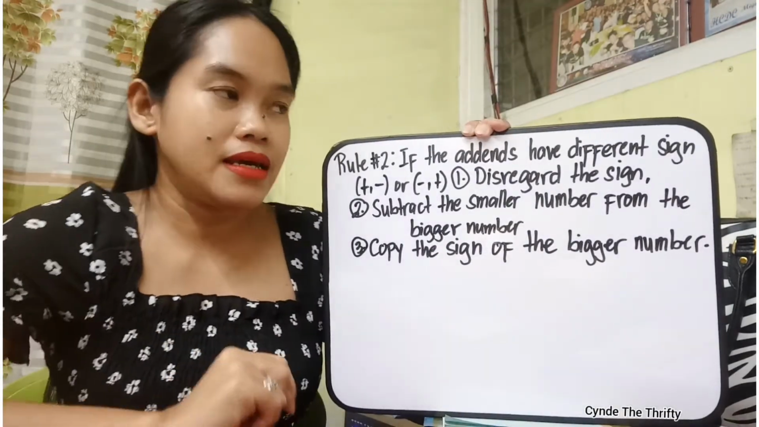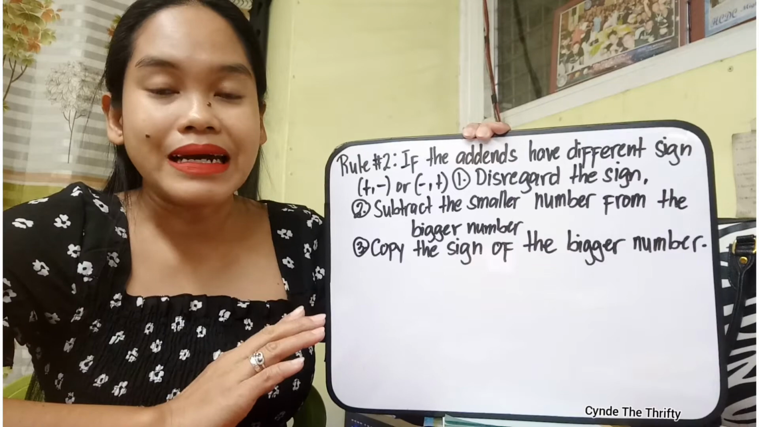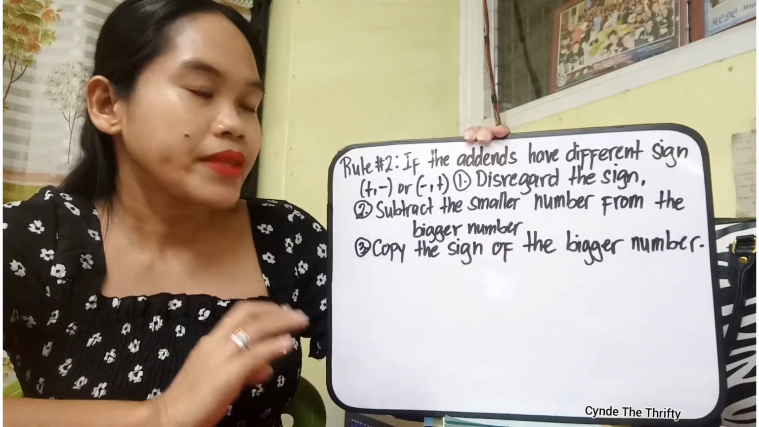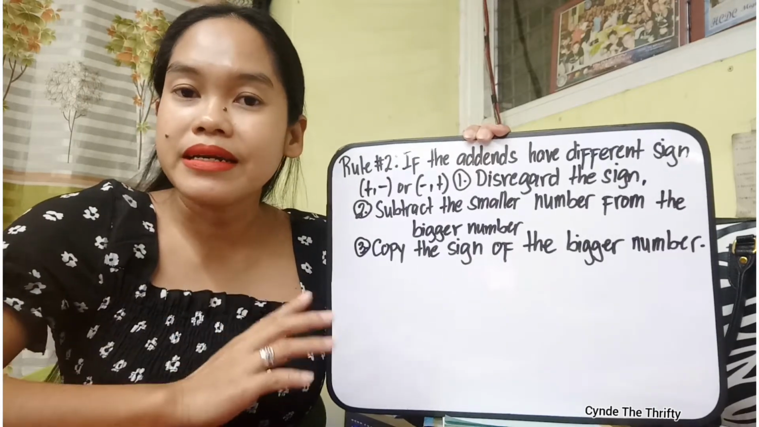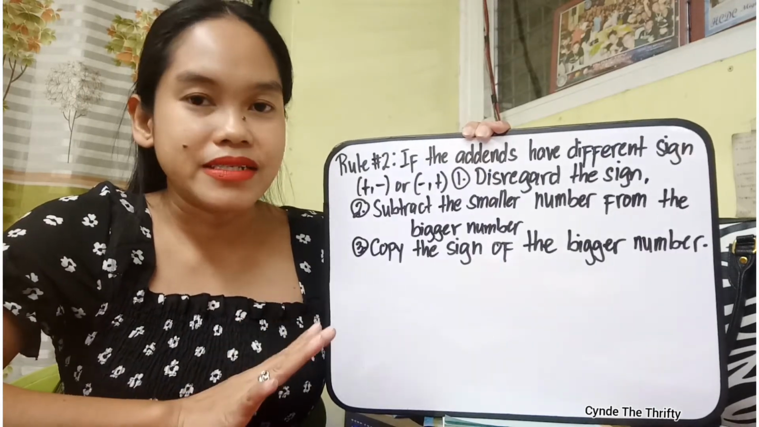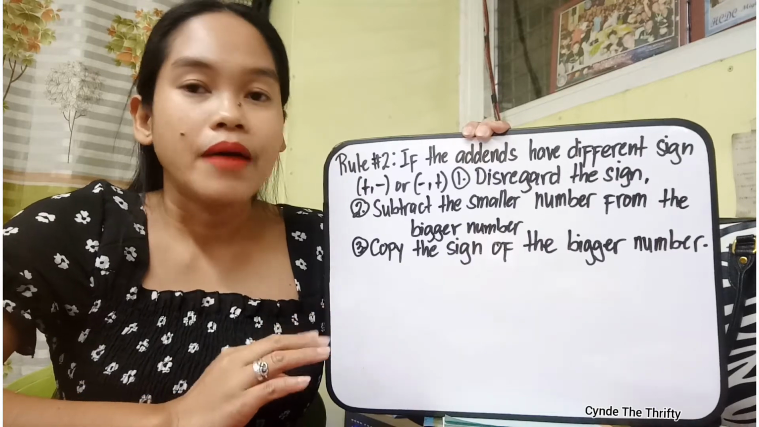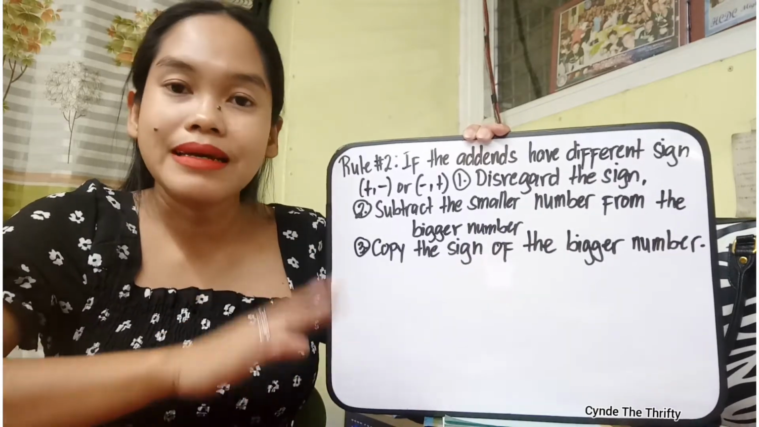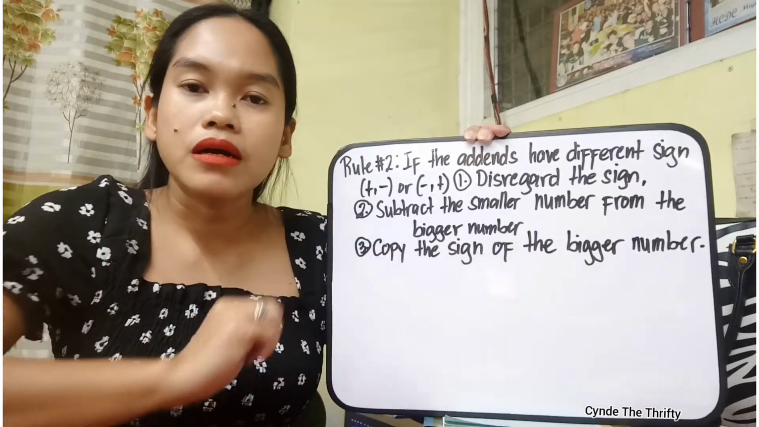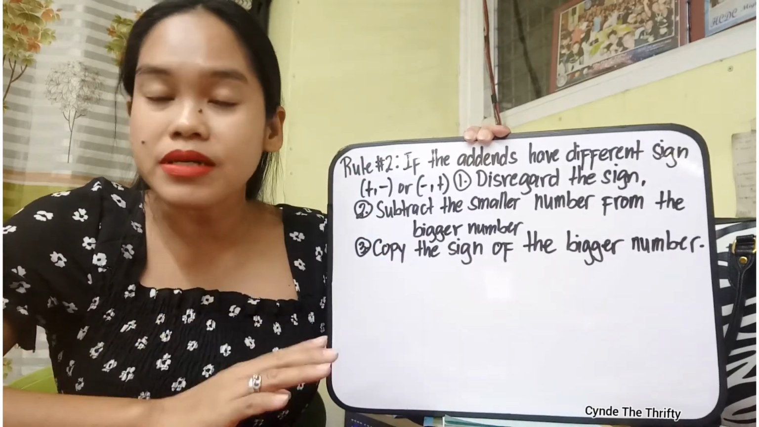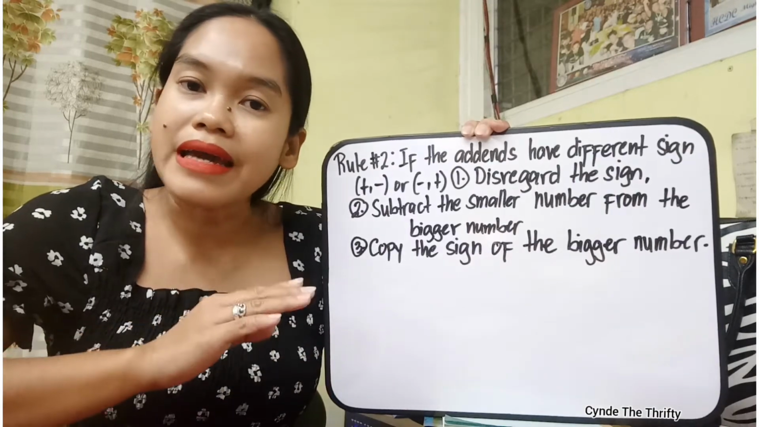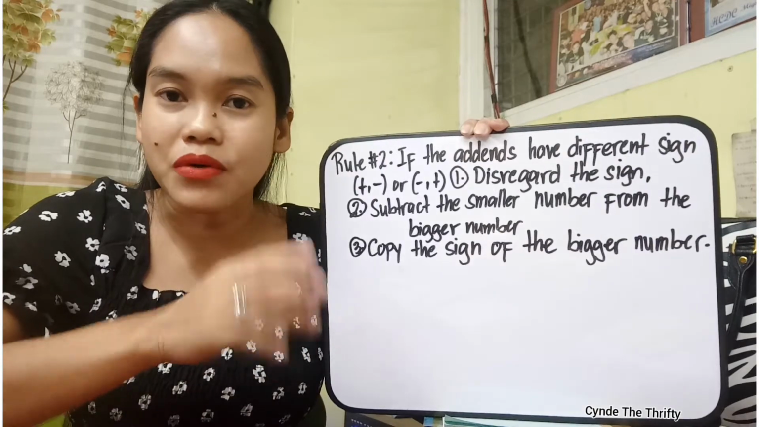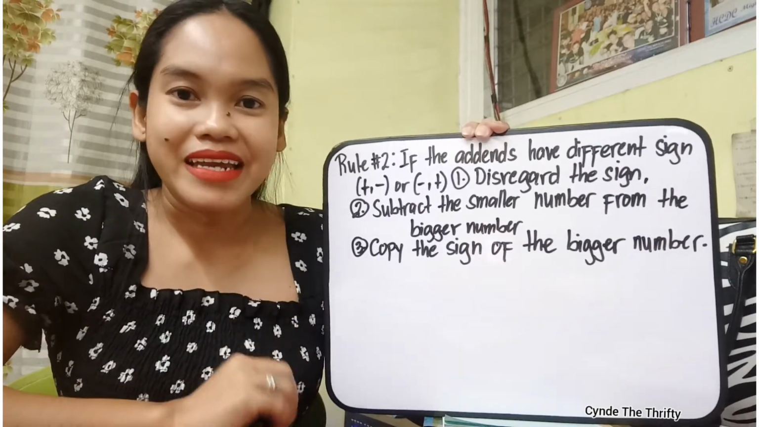So, ano yung ibig sabihin? Kapag hindi magkapareho yung sign ng ating integer, whether it is positive and negative or negative and positive, ang gagawin natin is i-disregard natin yung sign ng ating mga addends. So, wag nating pansinin yung sign nila. Pagkatapos, ang susunod nating gagawin is i-subtract natin yung maliit na number from the bigger number. And pagkatapos nating mag-subtract, kung ano yung sign ni bigger number, yon ang kukopyahin natin sa ating sum or sa ating sagot. Yun ang ilalagay nating sign.